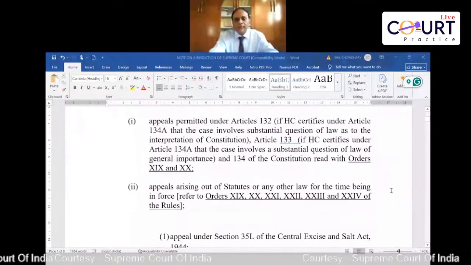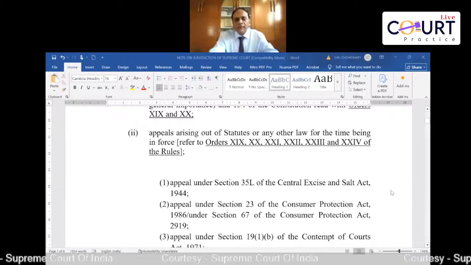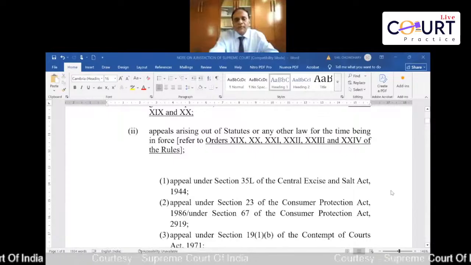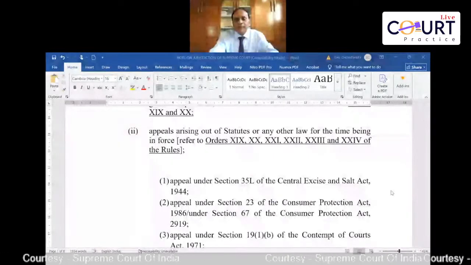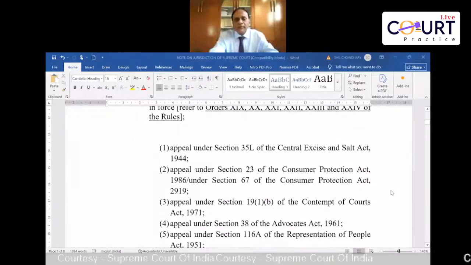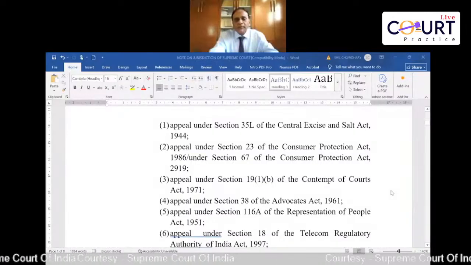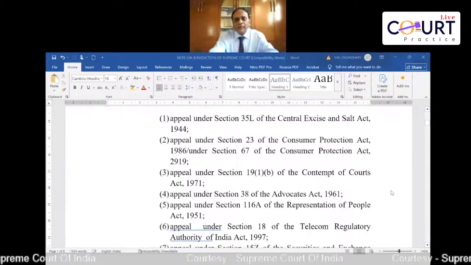Then we move forward and we see appeals which are under the statutes. Now, what we have done is, we have also given corresponding orders. So there are orders mentioned for appeals arising out of statute or any other law for the time being in force. The orders are mentioned in the note, and there are quite a few statutory appeals, and I will just rush through them. One is the appeal under Section 35L of the Central Excise and Salt Act, appeal under the Consumer Act of 1986, and now under the Act of 2019.